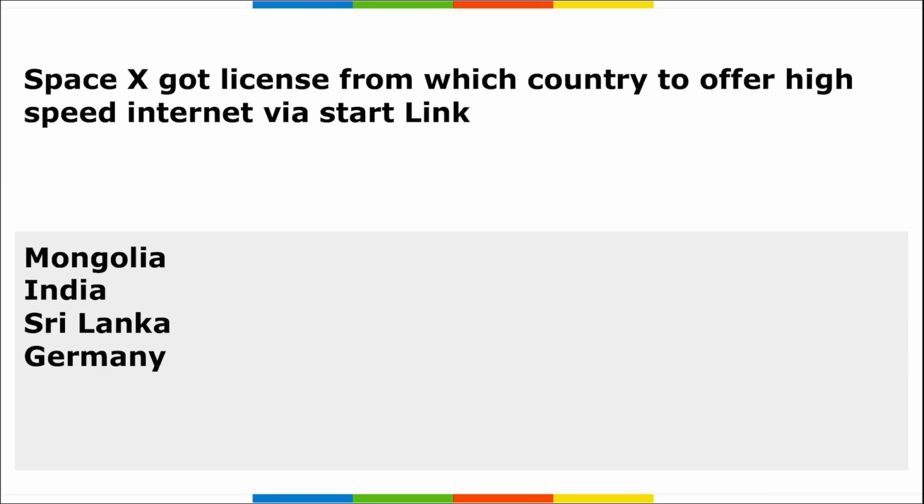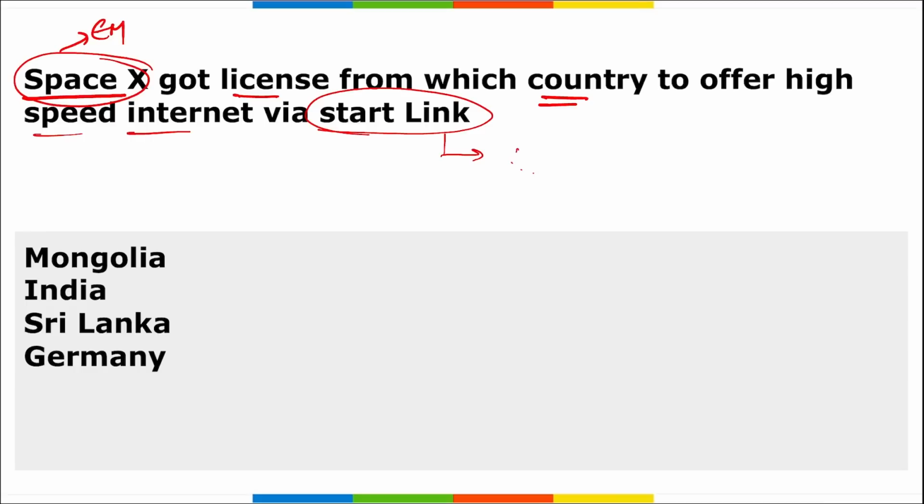Next, SpaceX. We know this is the company of Elon Musk, right? They got the license from which country to offer high speed internet via Starlink. And Starlink, we know, is making a constellation of satellites all around the earth so that they can provide high speed internet even in the remote areas. So SpaceX got the license from which country? It is from Mongolia, so that they can offer high speed internet via Starlink satellite, right? SpaceX will be providing high speed internet through satellite to the internet users in Mongolia.